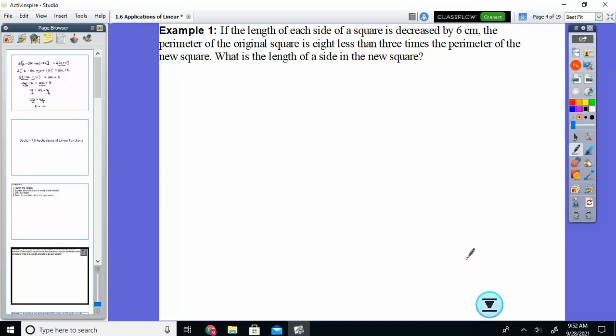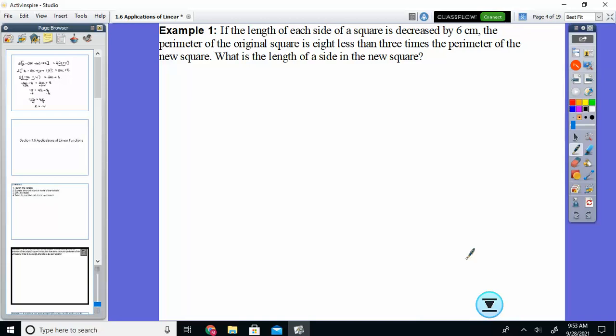Okay, so here is our first example. Remember, if I were taking notes, I would just say example 1 because it's all typed up in Classroom. If the length of each side of a square is decreased by 6 centimeters, the perimeter of the original square is 8 less than 3 times the perimeter of the new square. What is the length of the side of the new square? Does that make any sense at all when I read it like that? No. So let's not. What I want you to do is read one sentence at a time and figure out what it's telling us.